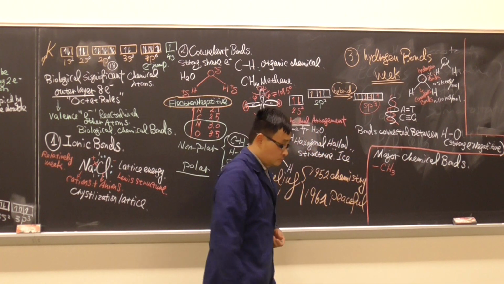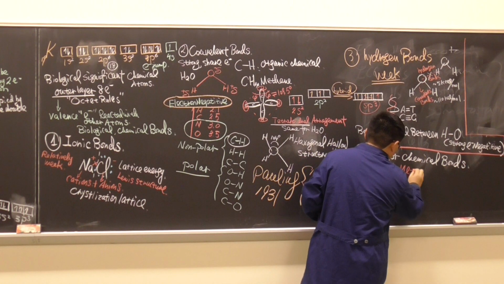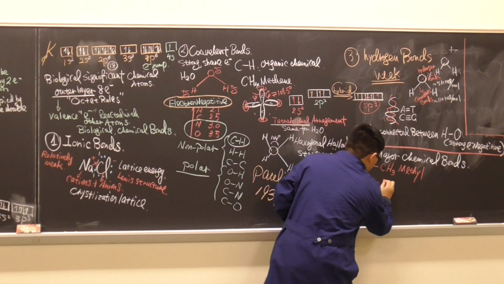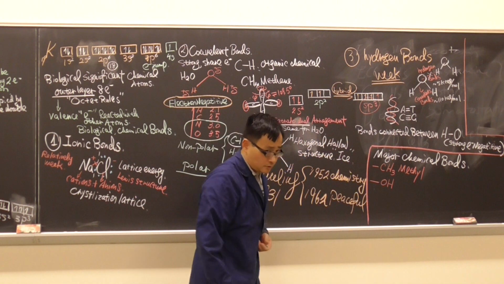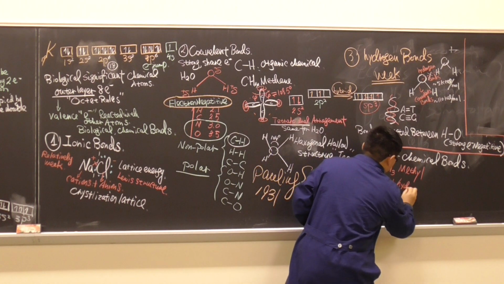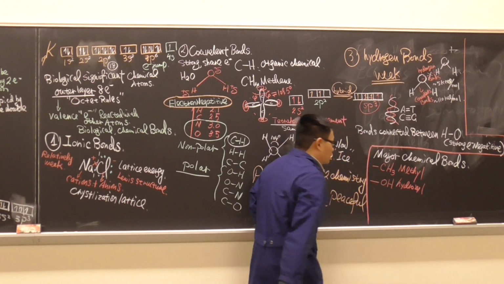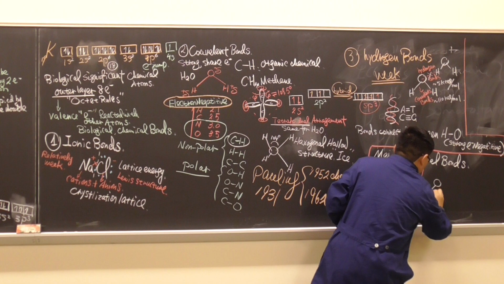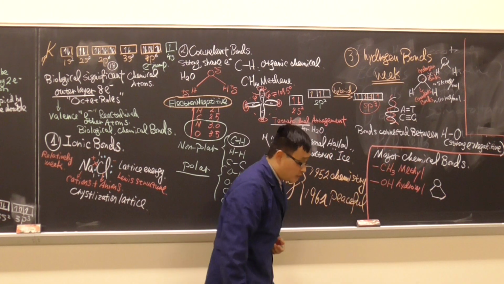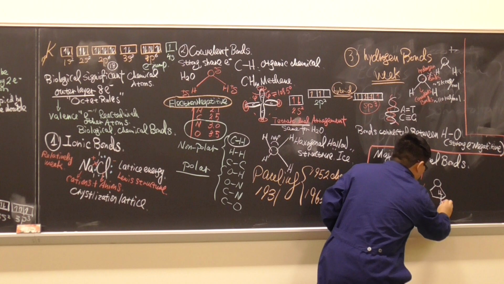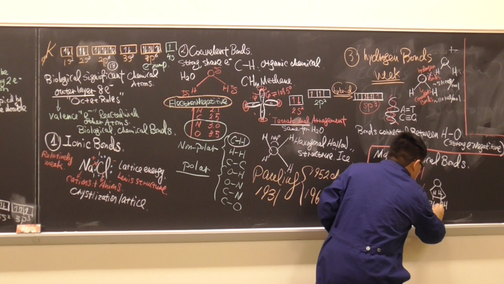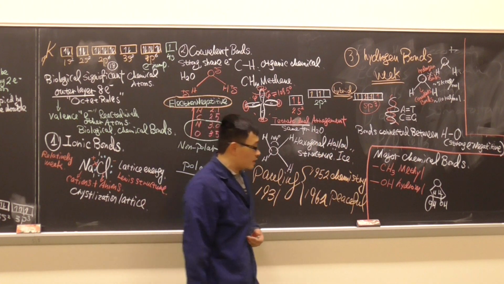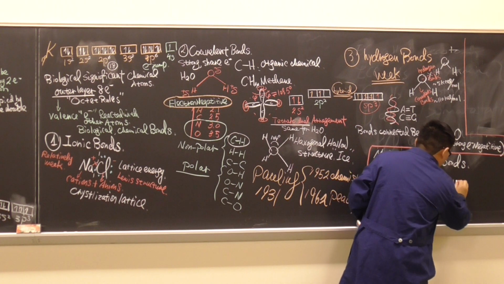What is this guy? Methyl. Okay, this is the first one. What is this one? Hydroxy. Where does the hydroxy always happen? The base. Yeah, the base, 5 carbon, OH. This guy is always missing, is that right?